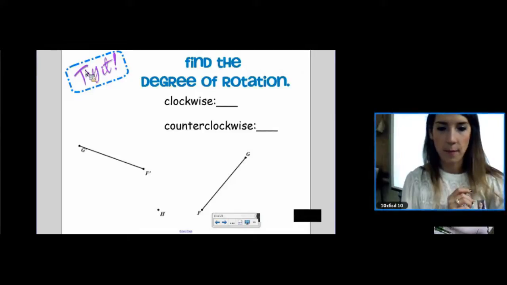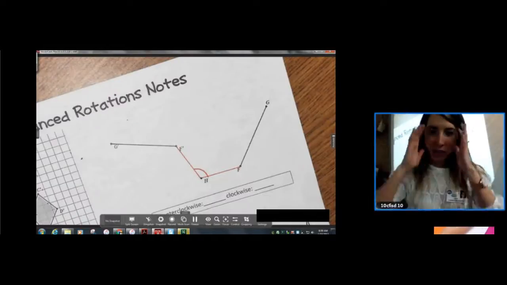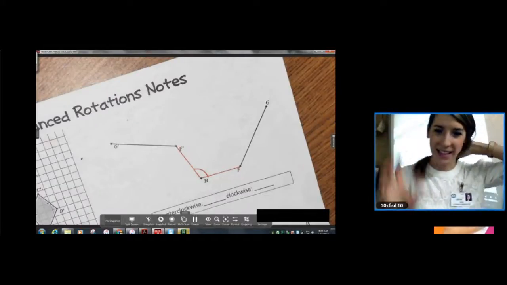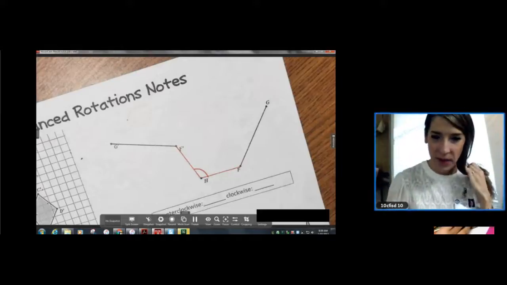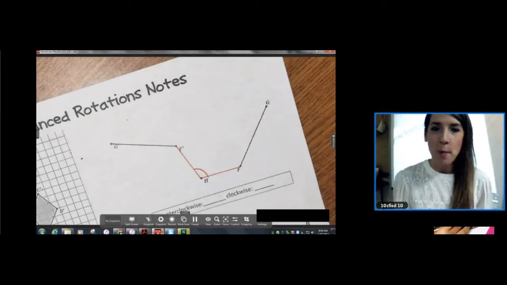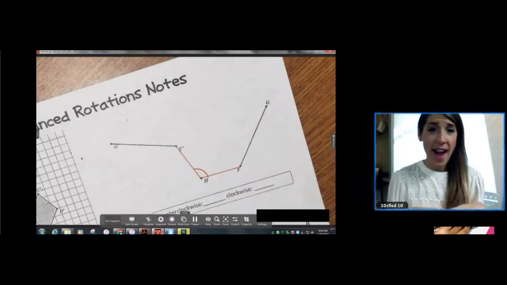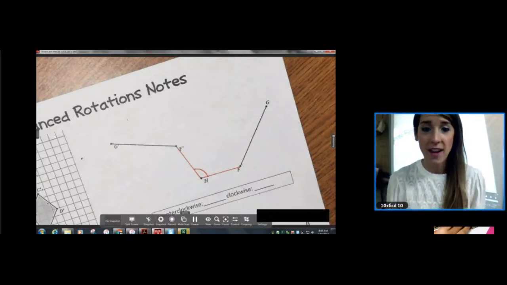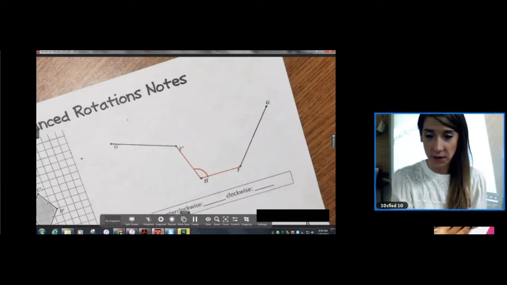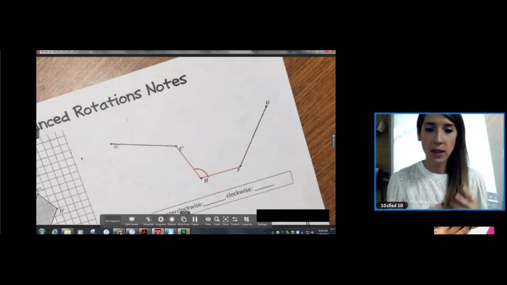Okay, go ahead and find the clockwise and counterclockwise degree of rotation from FG to F prime, G prime. So when we're doing this all together in class, it's really easy because we're taking it one example at a time, we're going over it each time, but you are going to have to keep track of how did I start a problem like that? How did I start a problem like the first one we did on the back?